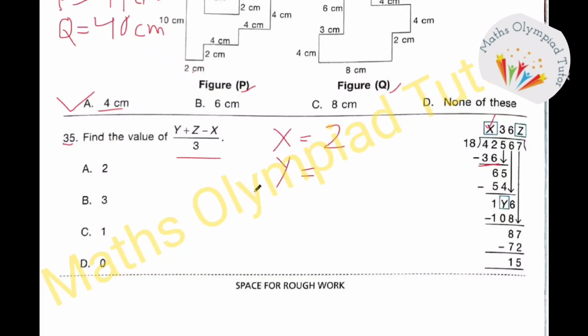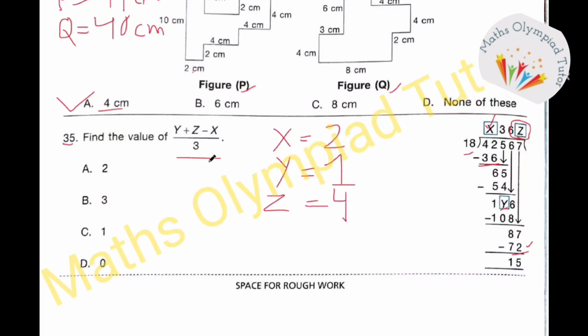Next we should check the value of y. Y is here. 5 minus 4 is y. This means y is 1. And z. Z is here. So 18 multiplied by z will give me 72. So this means z should be 4. 18 fours are 72.